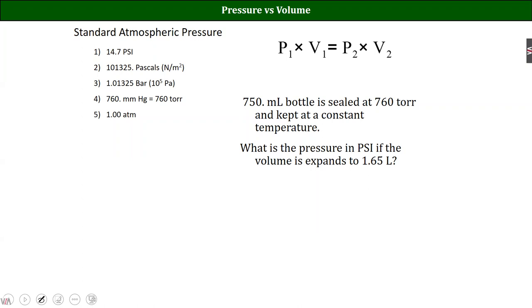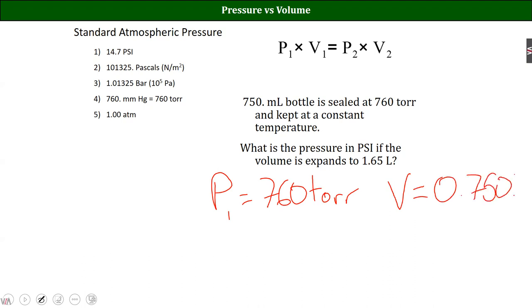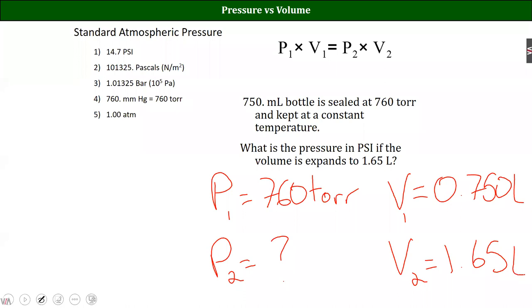We just plug in P1, V1. We plug in everything we know for that equation. So our initial pressure is 760 torr. Again, it doesn't matter what that number is. You just need to know it's a pressure for now. Why did I put volume one in liters? Because we want it to be the same unit as the other one. It doesn't matter what the volume unit is, as long as it's the same unit before and after. We can't compare milliliters before to gallons after. We need to be comparing the same unit.